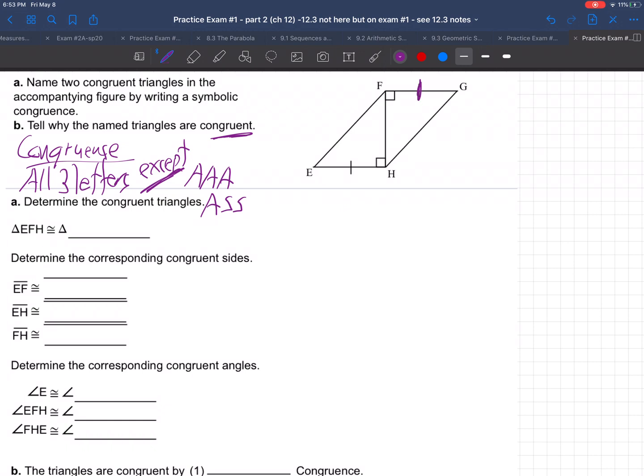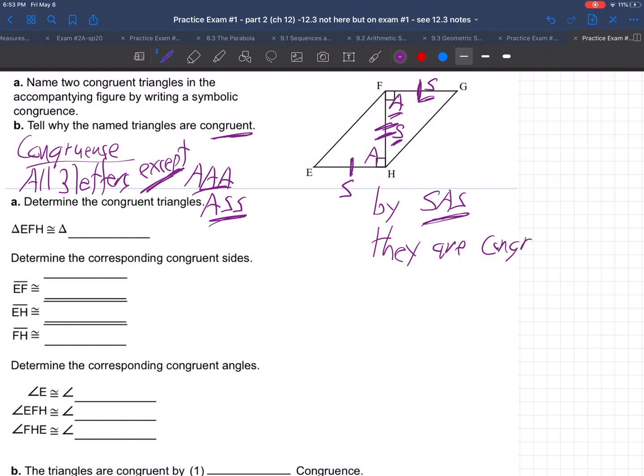So what do we have here? We have this and this. That's a side and a side. This is an angle and an angle. They both have a 90-degree angle. And they both share this side in the middle. It's the same side for both of them. It's the same as itself. So that's side, angle, side. And that's a three-letter combo that's not AAA or the bad word. By that, they are congruent. So we know by side, angle, side that those two triangles are fully identical in every way.